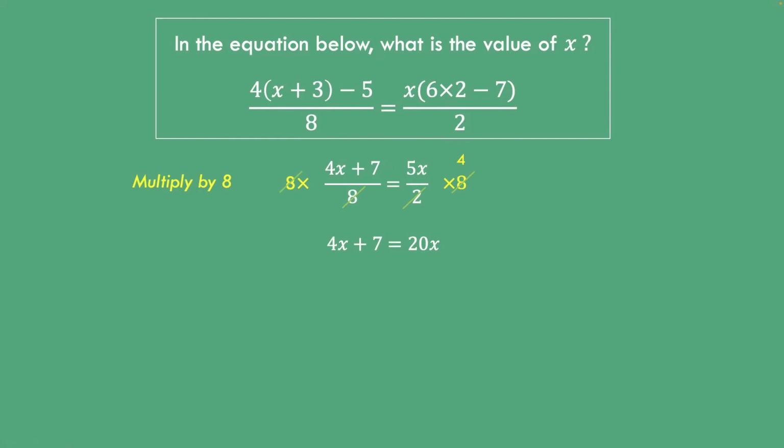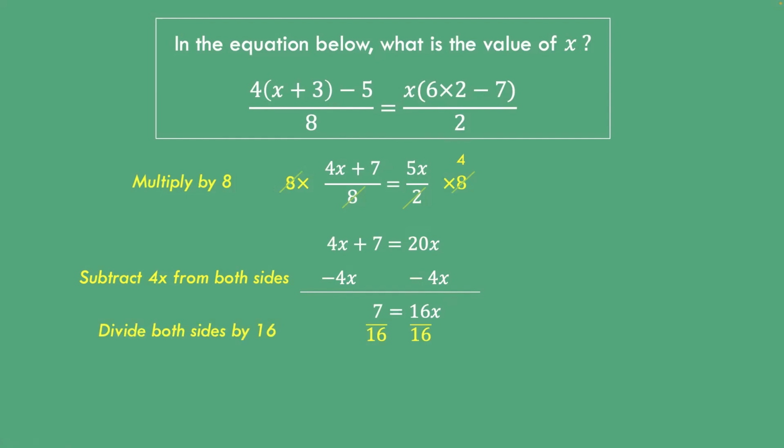To isolate the x terms, we subtract 4x from both sides of the equation. That leaves us with 7 equals 16x. Finally, to solve for x, we divide both sides by 16. That gives us x equals 7 over 16.